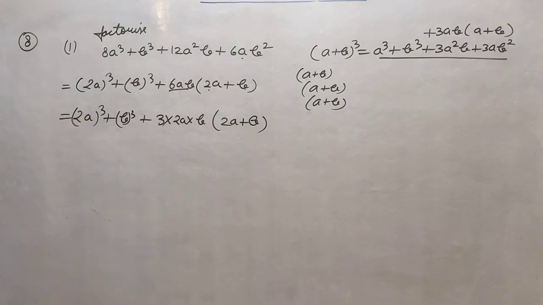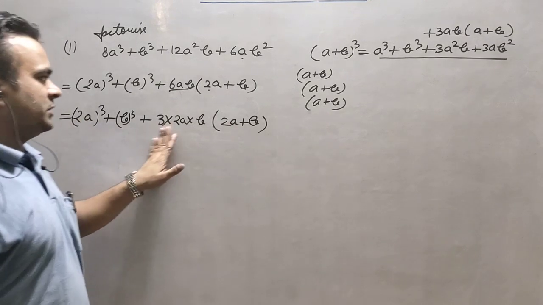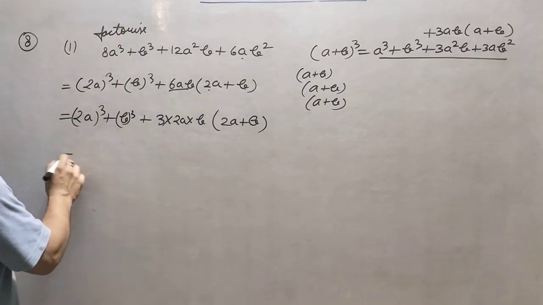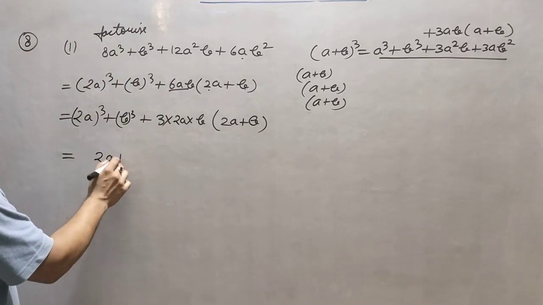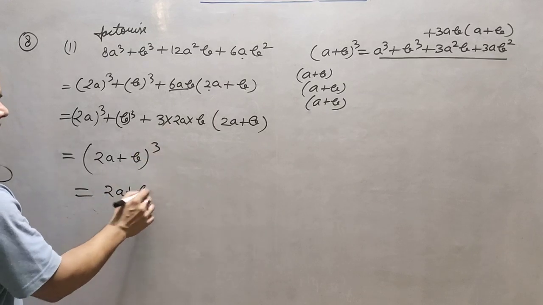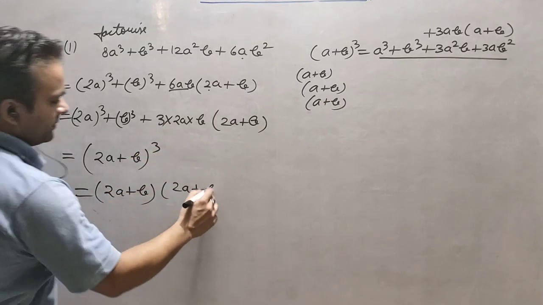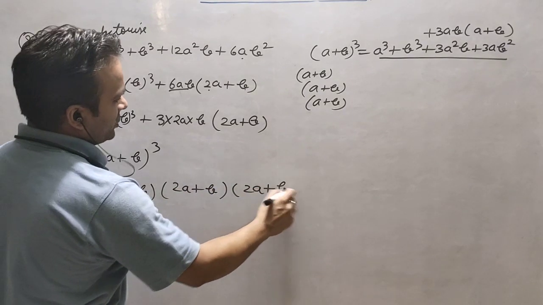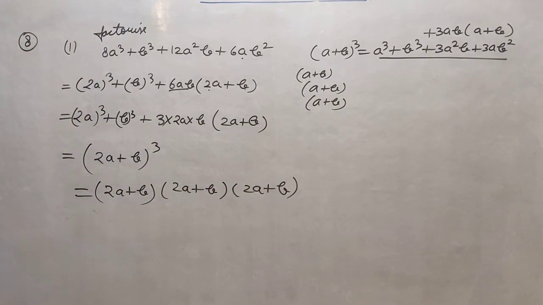Now we can compare with the identity a cube plus b cube plus 3ab into a plus b. So what will it be? A plus b whole cube, and in factorized form you can write the factors separately, so that it will be easy to understand. There are three factors. In the previous sum also, where we did factorization, you can write the square form in separate form, like 2a plus b whole square, then you can write it as 2a plus b and 2a plus b, right?